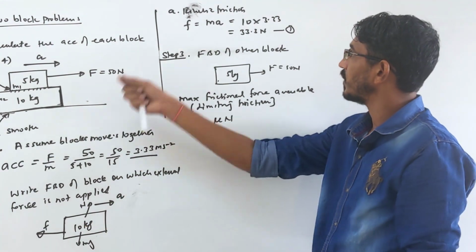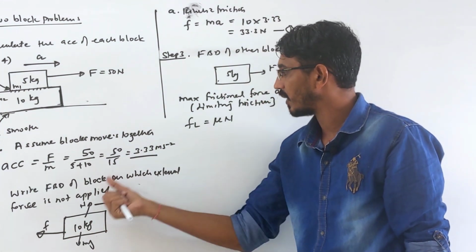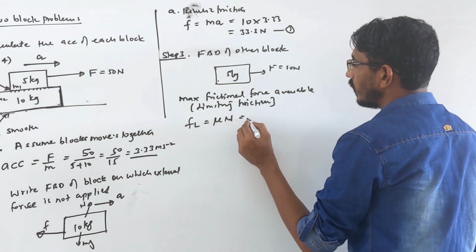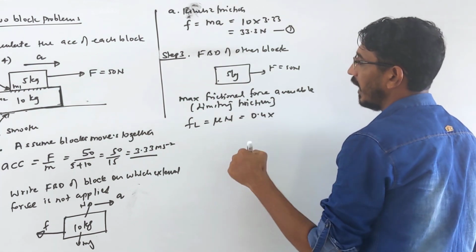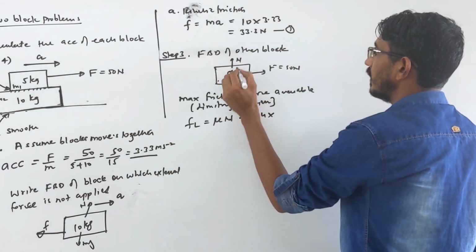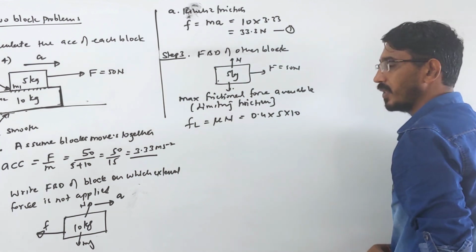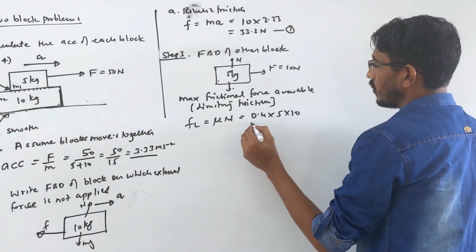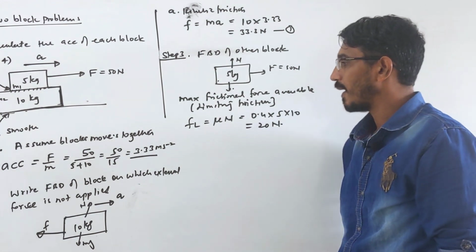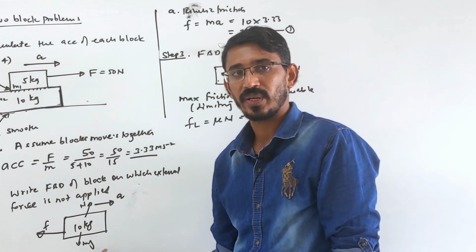To calculate kinetic friction, we write MA by writing the FBD of the block where external force is not applied, which is that block in this case. So mu into N. Mu is 0.4. N means Mg of this block. So M is given as 5 kg, g is given as 10. So this becomes 20 Newton.